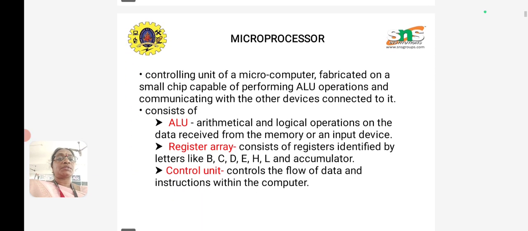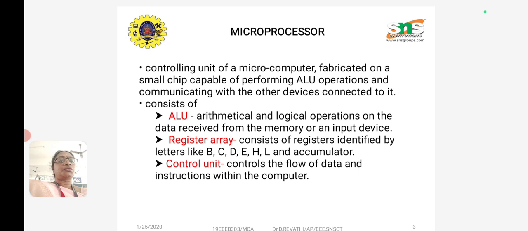Next we are going to discuss what is a microprocessor. Why is it called a microprocessor? Processor means it does something. It receives some input, processes it, and gives the output. Micro means all the performing devices are in the form of miniatures. That's why we call it a microprocessor. It is the controlling unit of a microcomputer, fabricated on a small chip, capable of performing ALU operations and communicating with the other devices connected to it.